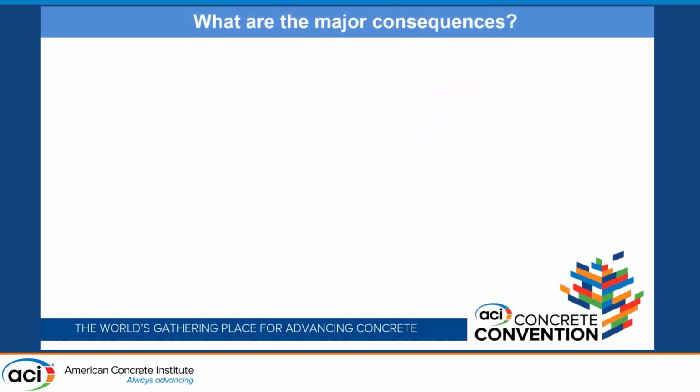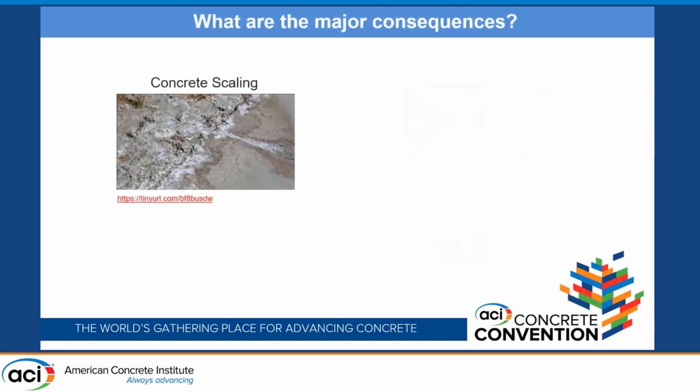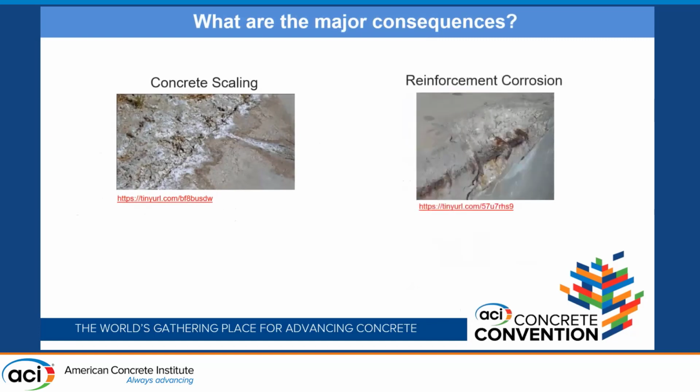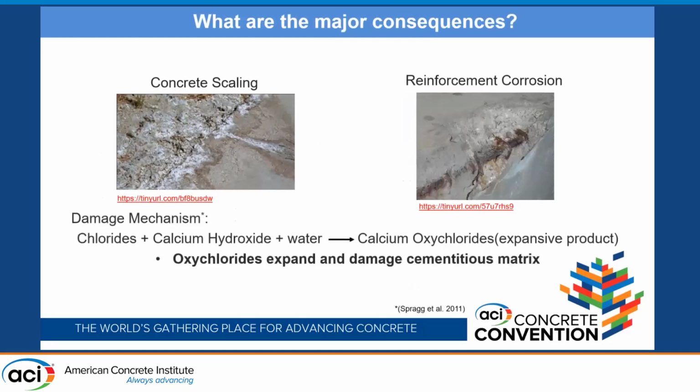So what are the major consequences? Some of the major consequences of using de-icing salts include concrete scaling and reinforcement corrosion. And how does that happen? Well, the damage mechanism is a basic equation. The chlorides from the salt react with calcium hydroxide, which is a hydrated product of the cement. And in the presence of water, they form calcium oxychlorides, which is an expansive product. In a hardened cementitious microstructure, it expands and damages the concrete by forming several microcracks.